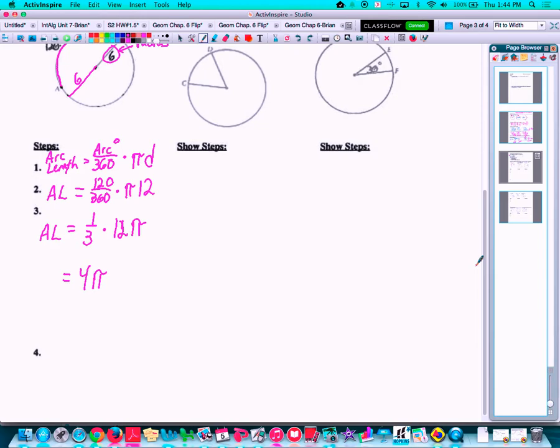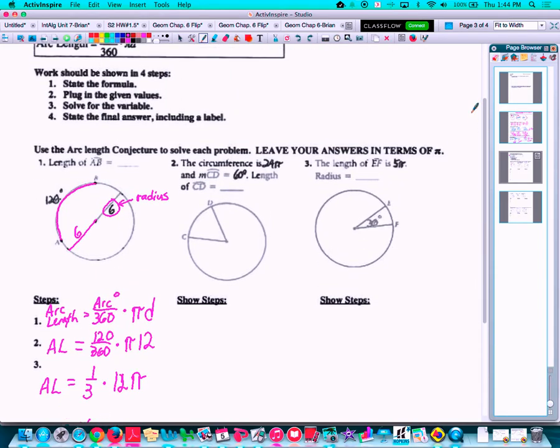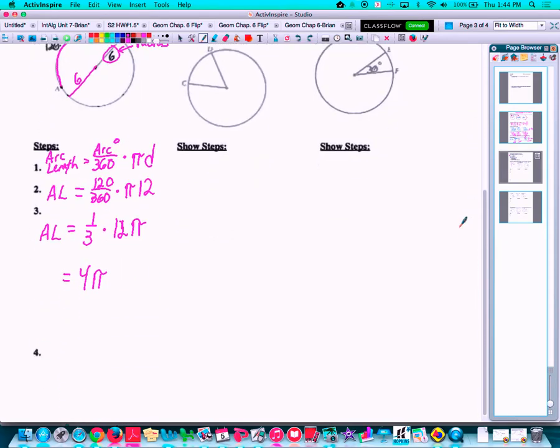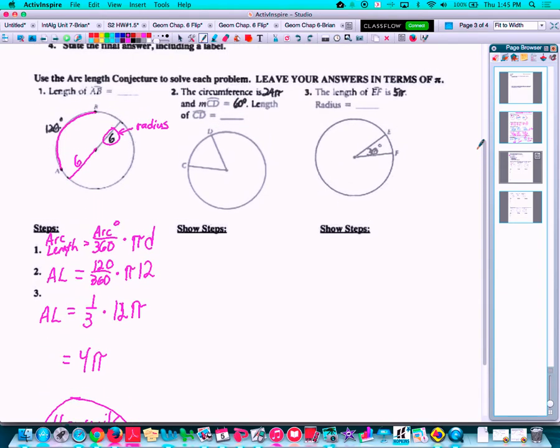Now, I don't think there's any specific units on this. It really should have some on this sheet, but we're going to make sure that we still include some sort of label here. So we're going to say 4 pi units, just generic units, which is approximately, if you multiply 4 times pi, about 12.6 units. Okay, so the exact answer is 4 pi, and the approximate answer rounded to the 10th place is 12.6. All right, so that's all there is to it.